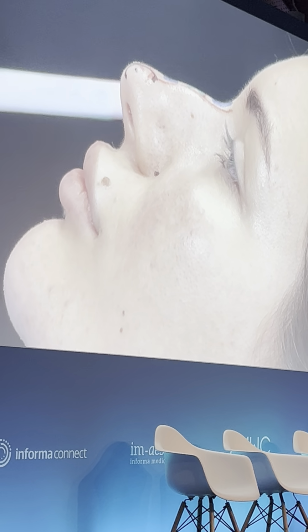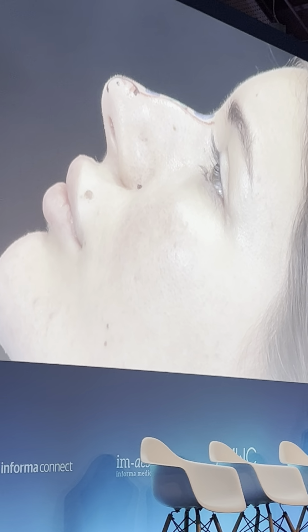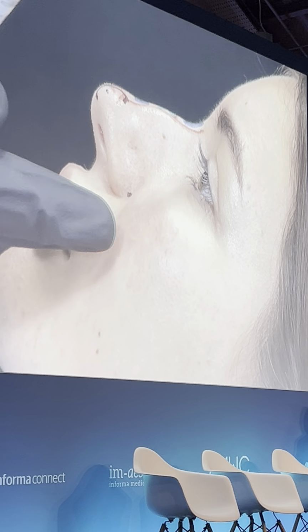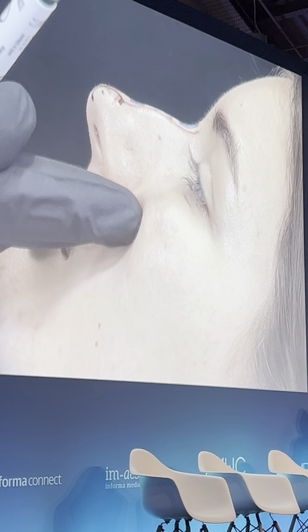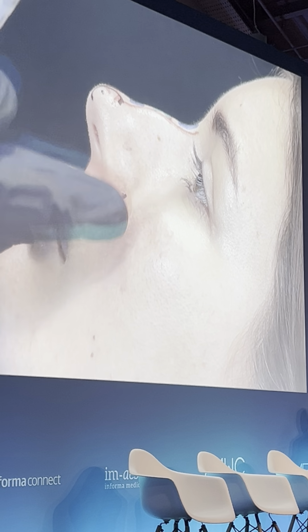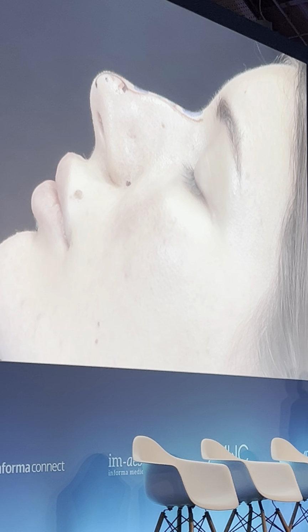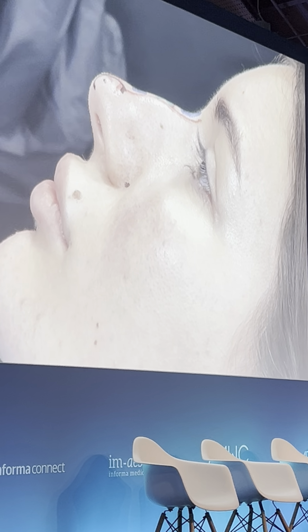Sometimes in young patients, you might find that there's a degree of maxillary hypoplasia. So we do deep injections, for example, in the deep medial cheek fat, in the medial zygomatic or lateral zygomatic, in order to augment that maxilla, so to create that anterior projection.